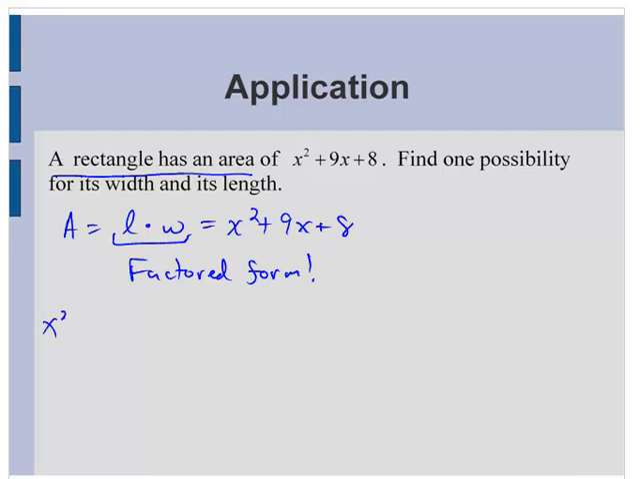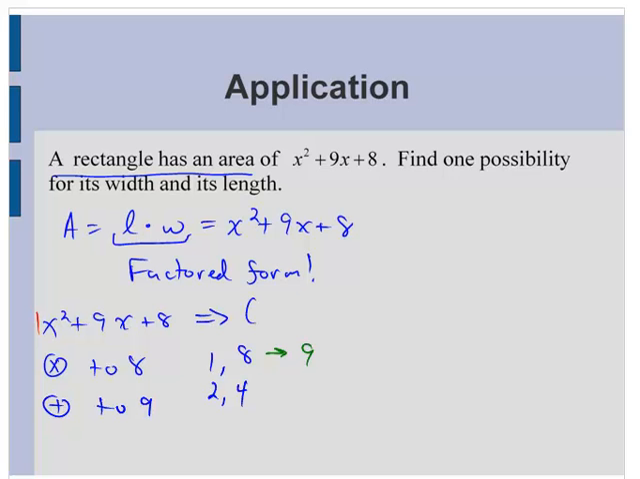So then x squared plus 9x plus 8. Well, notice that the lead coefficient is 1. So let's find a pair of numbers that multiplies to 8 and adds to 9. Running through your factors of 8, we have 1 and 8, and 2 and 4, and the only pair that sums to 9 is 1 and 8. So we can write this in factored form as x plus 1 by x plus 8.